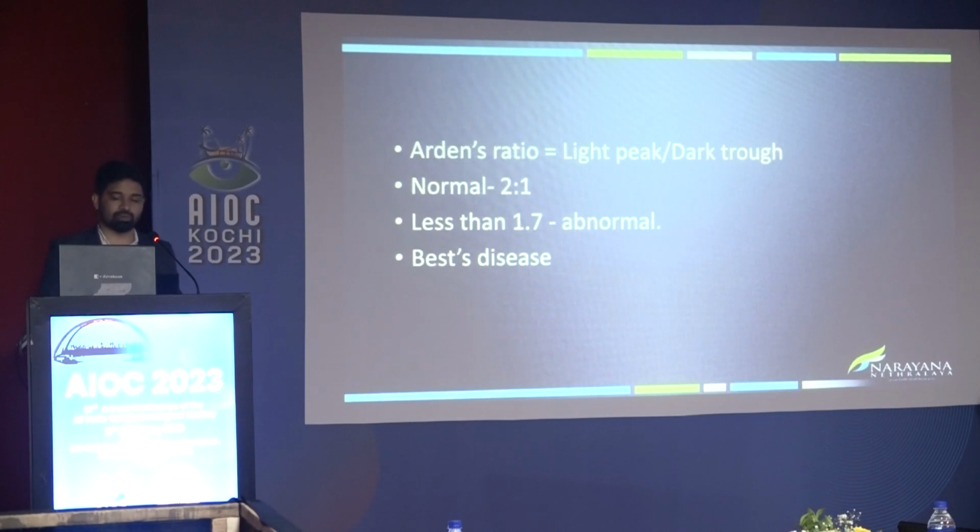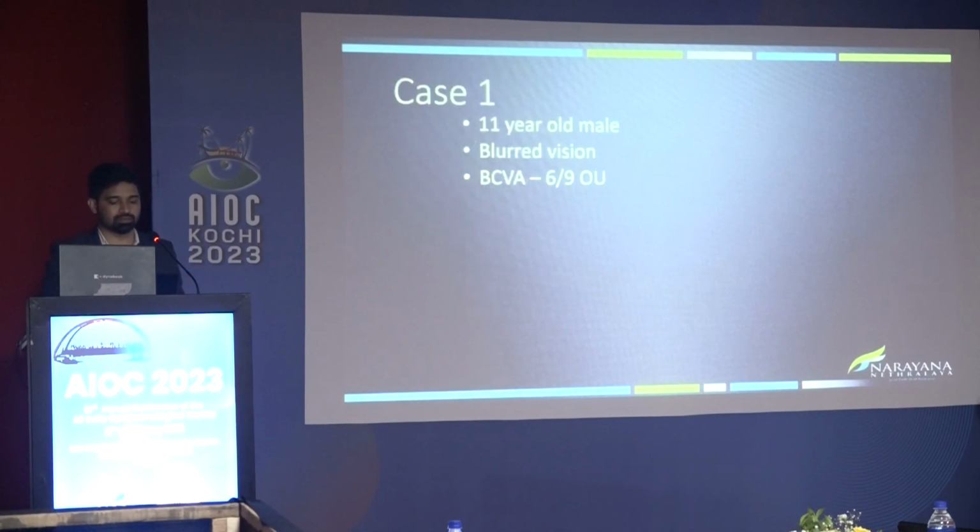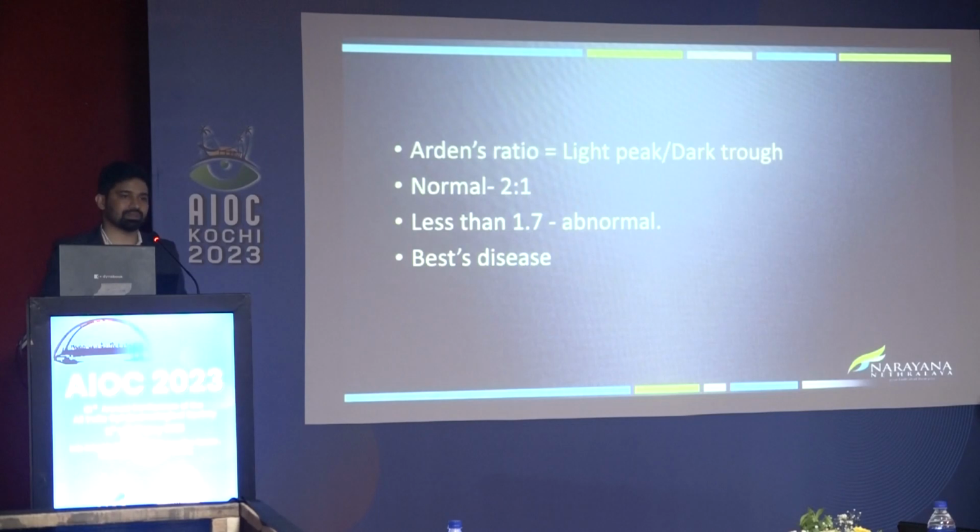And how is this basal resting membrane potential maintained? Which is the layer responsible for this? Retinal pigment epithelium. So whatever disease affects the retinal pigment epithelium in isolation will affect the electrooculogram.